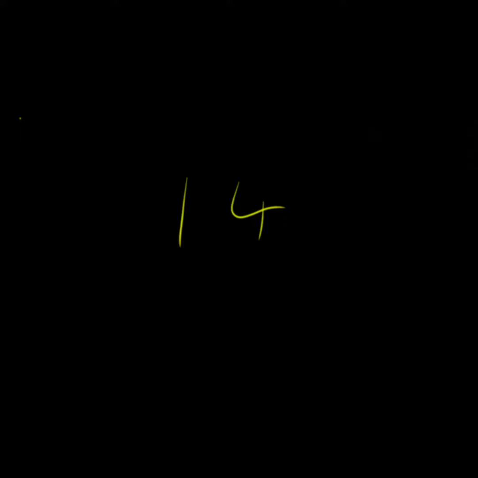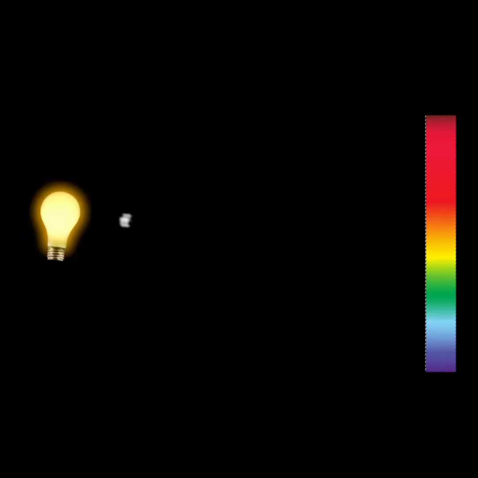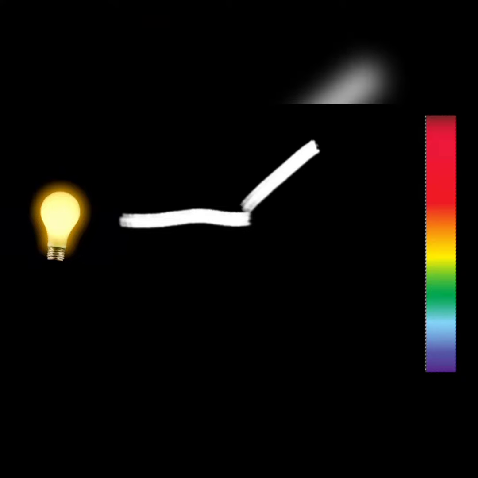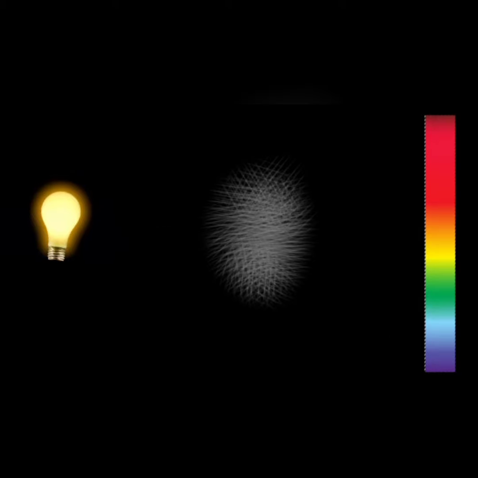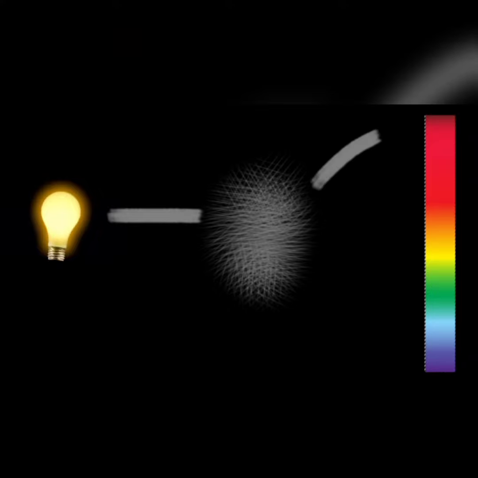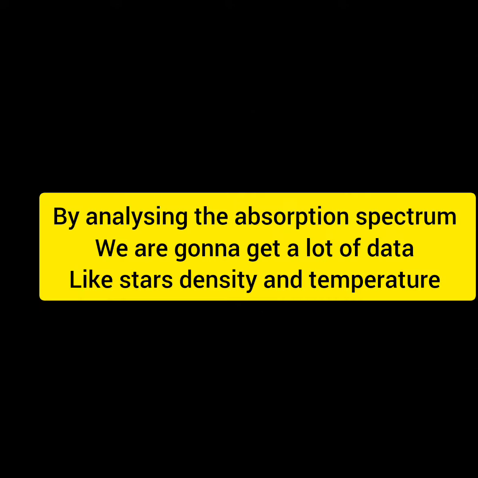Let's find out how. Light is made up of different wavelengths and different frequencies. So when we split out these wavelengths, we get a continuous spectrum from longer wavelengths to shorter wavelengths. Something interesting happens when we pass this light through a gas. Certain frequencies of light get absorbed, resulting in a discontinuous spectrum, which we call the absorption spectrum. By analyzing the absorption spectrum, we get a lot of data like the star's density and temperature.